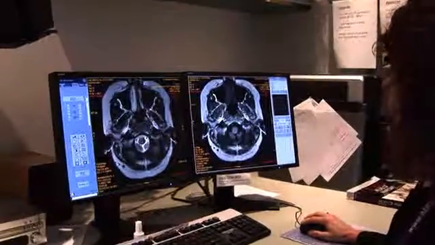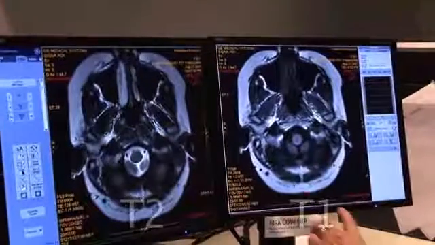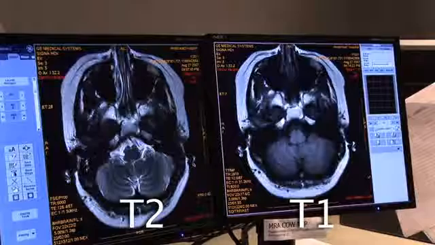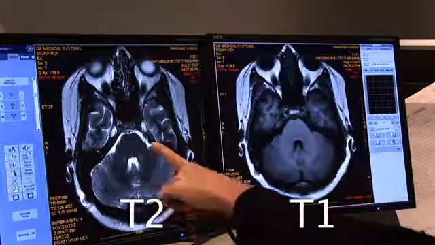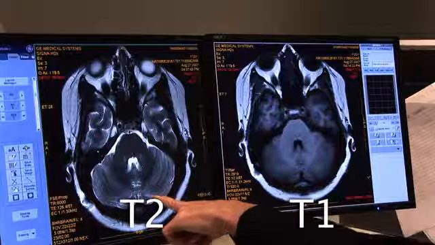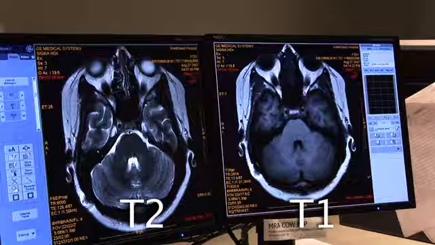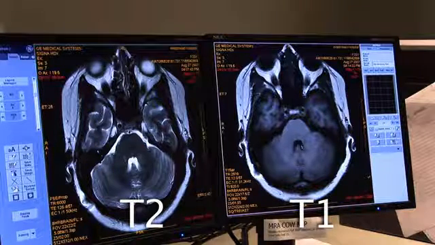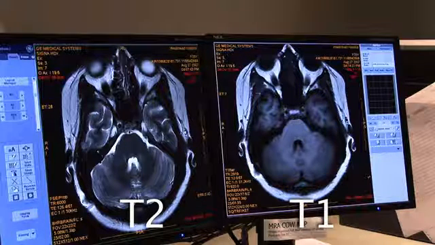So as we scroll through the images coming up from the posterior fossa here, we come up through the cerebellum. Now, as you can see, we can see bright signal, CSF, on the left. That's a T2 weighted image, which is a long TE, long TR, whereas the fourth ventricle on the right sided image, which is the T1 weighted, is dark. There's no signal coming back from the CSF.